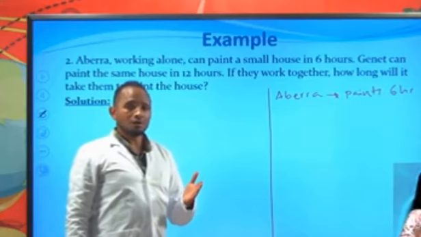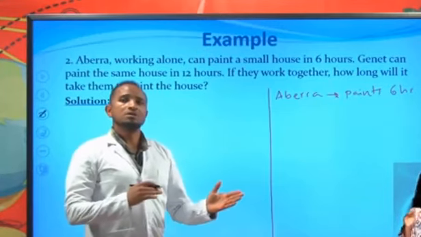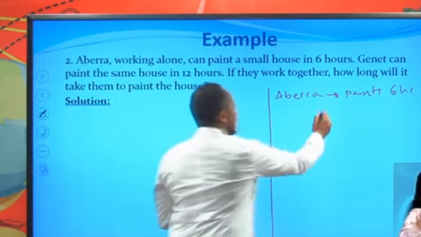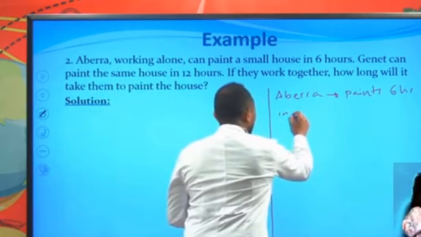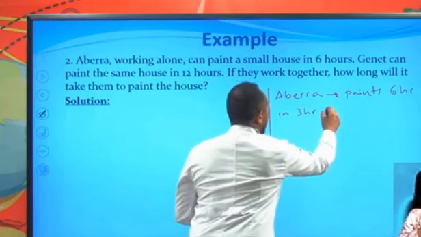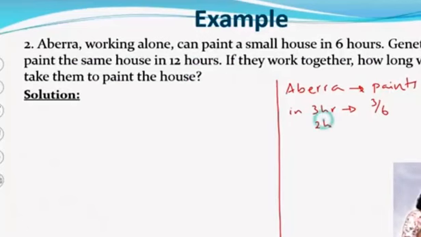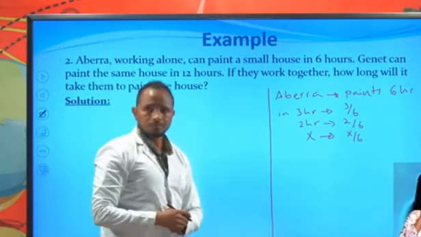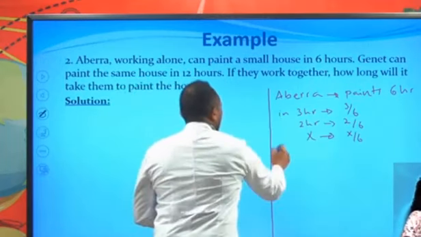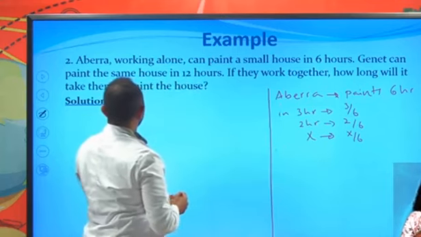Now, let's come to here. We are asked, if they work together, how long will it take them to paint the house? Let's assume it takes x hours to finish the job when they work together. Let it take x hours to finish the job.